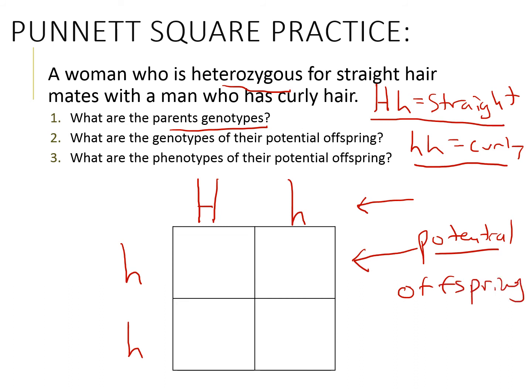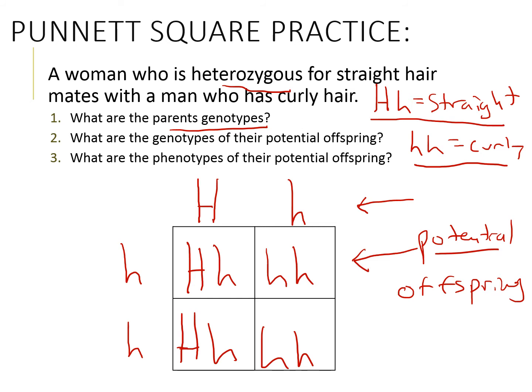So it's big H from mom, and then little h from dad. And then little h from dad, and also little h from mom. This one is a big H from mom, little h from dad. And lastly, little h from both mom and dad. So that is it. What we can say is as follows.